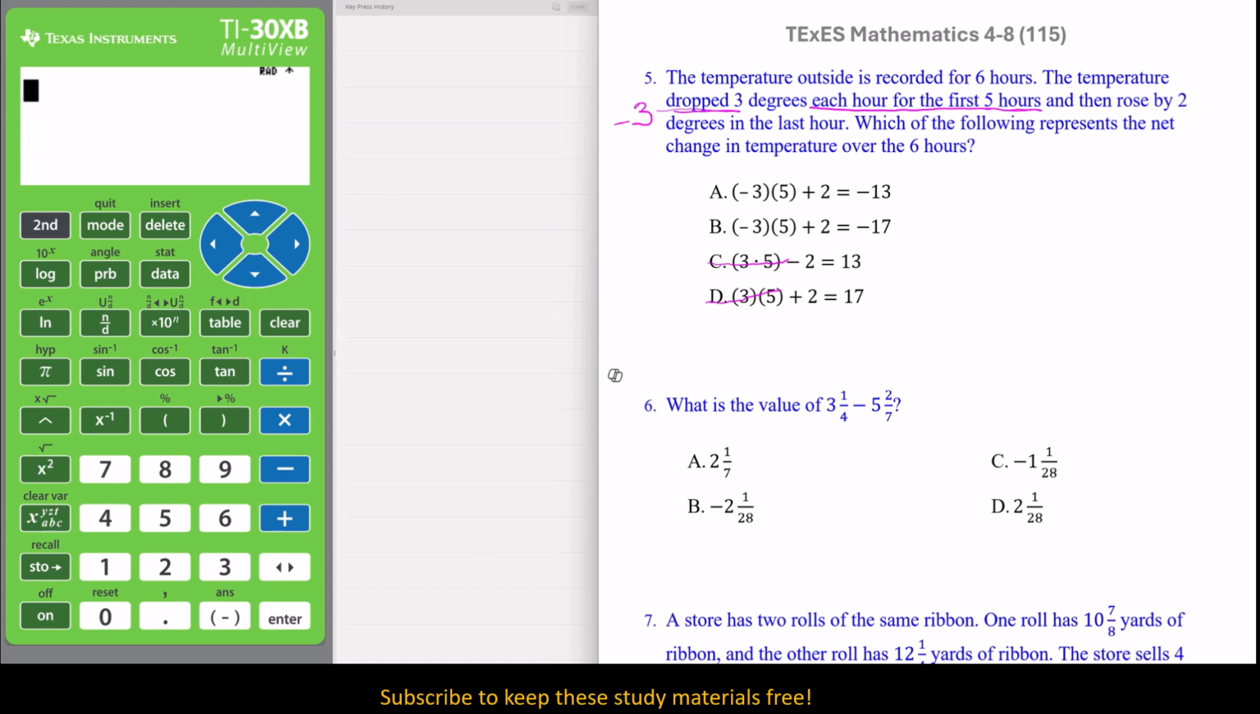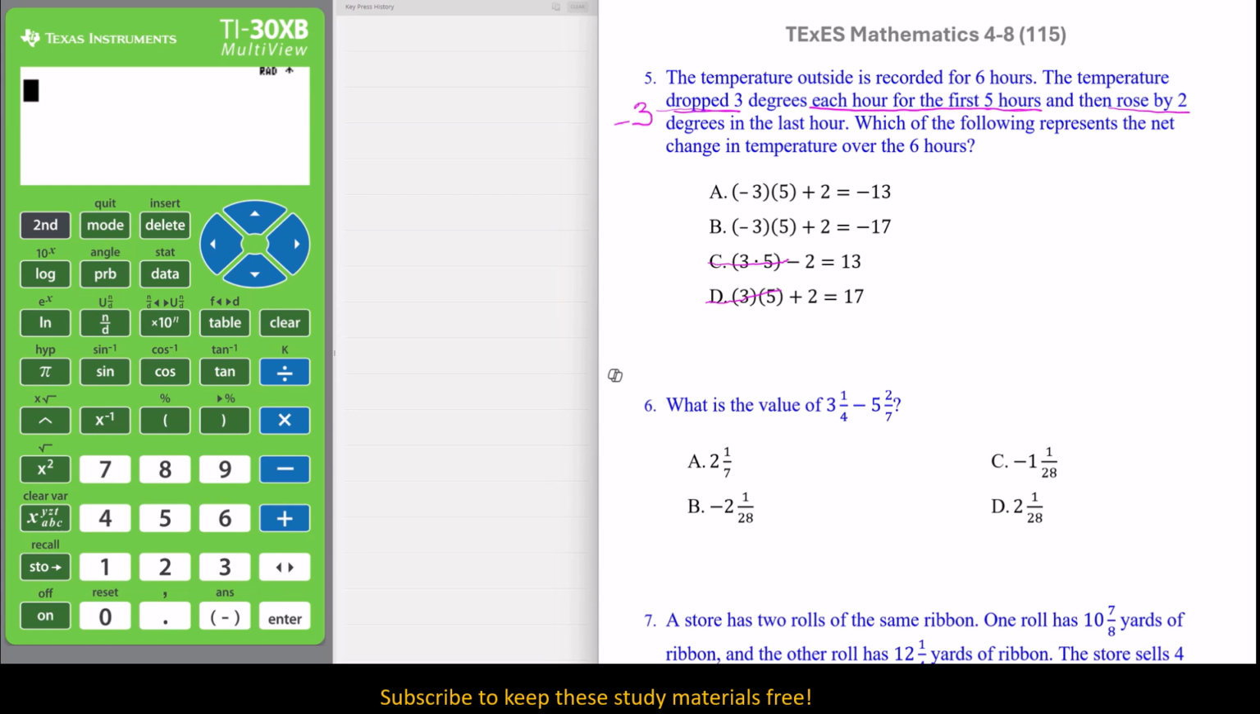Well, they both have -3 times each of the 5 hours. I agree with that. And then when it says rose by 2 in the last hour, well, that would be +2. Well, I agree with that. The only difference in A and B is the result. Okay, so let's put that in the calculator and see what comes out.